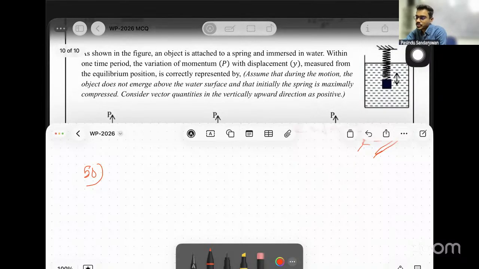50th. As shown in the figure, an object is attached to a spring immersed in water. Within one time period, the variation of momentum P with displacement y measured from the equilibrium position is correctly represented by, assume that during the motion the object does not emerge above the water surface and that initially the spring is maximally compressed. Consider vector quantities in the vertical upward direction as positive.